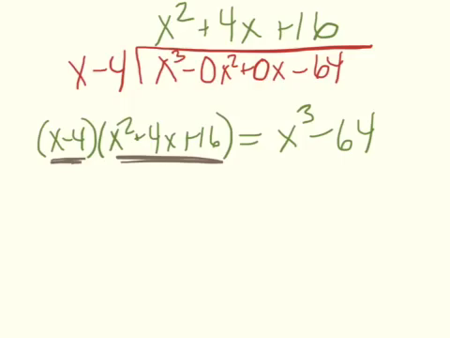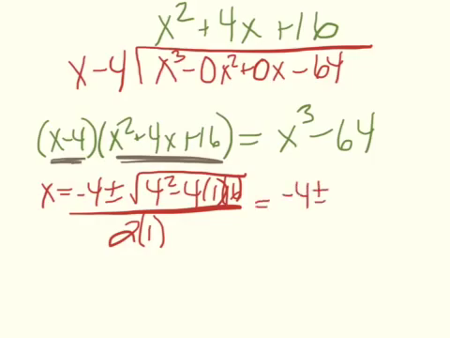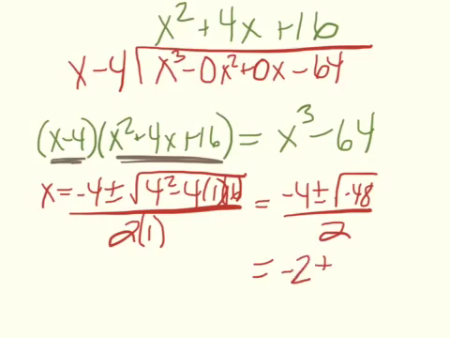So to solve it, what I need to do is use the quadratic formula. So I'm going to do x equals negative b plus or minus the square root of b squared minus 4ac, all over 2a. And in this case, the a I do know, so a is 1. When you simplify this, what we're going to get is negative 4 plus or minus the square root of negative 48, all over 2. And this will ultimately break down into negative 2 plus or minus 2i square root of 3.